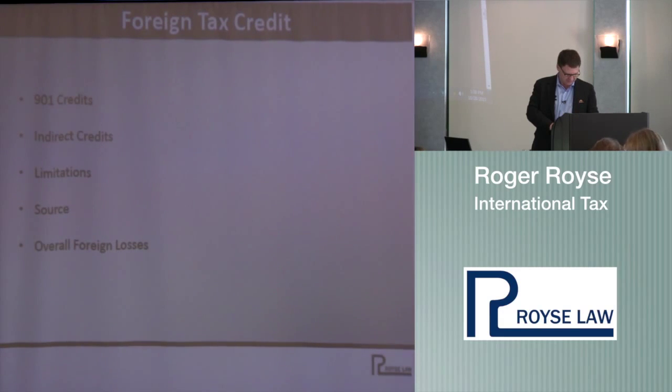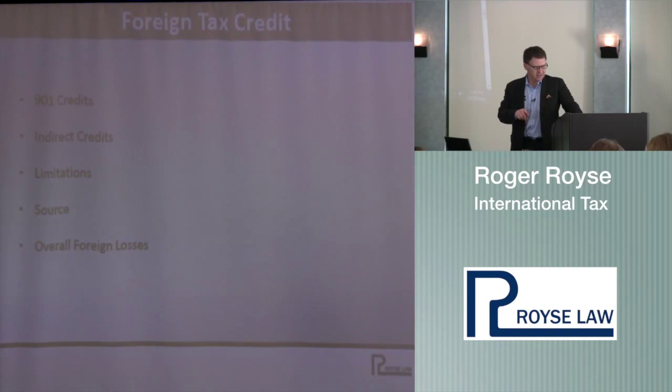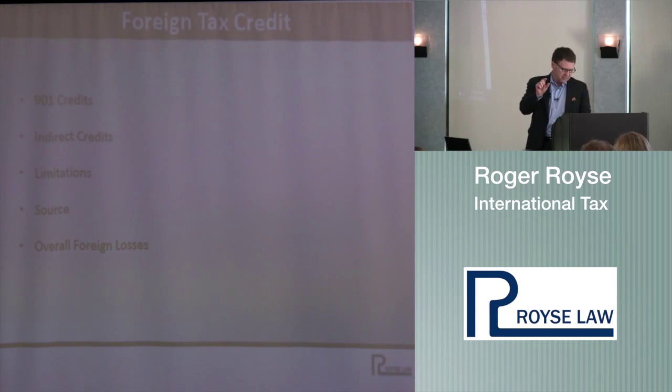Where's my formula? Oh, it's right there in 3A. It's the U.S. tax times a fraction, foreign source income over worldwide taxable income. All right, so we're just taking the foreign percentage. And that part doesn't seem so bad, but it gets worse.